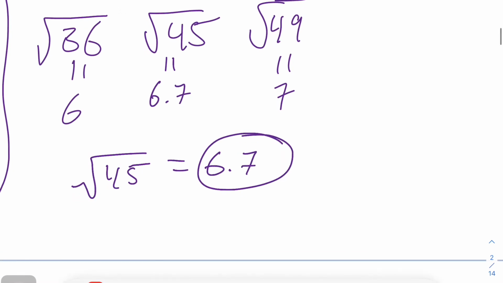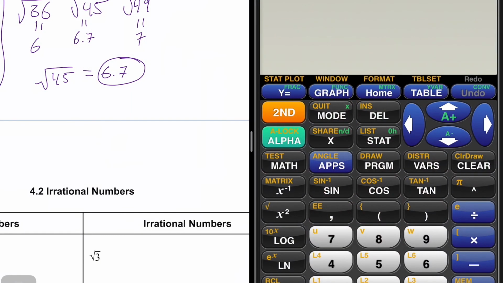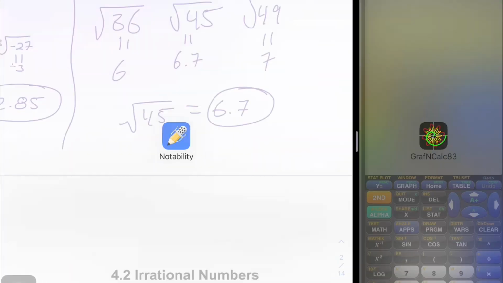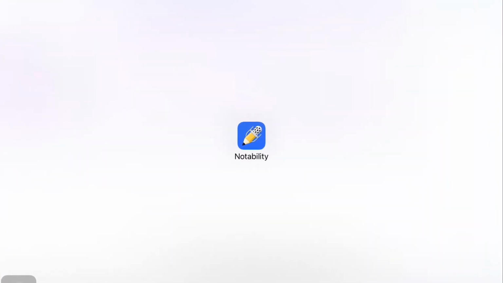Okay, let's see how accurate I was again. So, second, square root, 45. Wow, look at that. I was right on the dot. So that was pretty darn good. So 6.7 is right there.